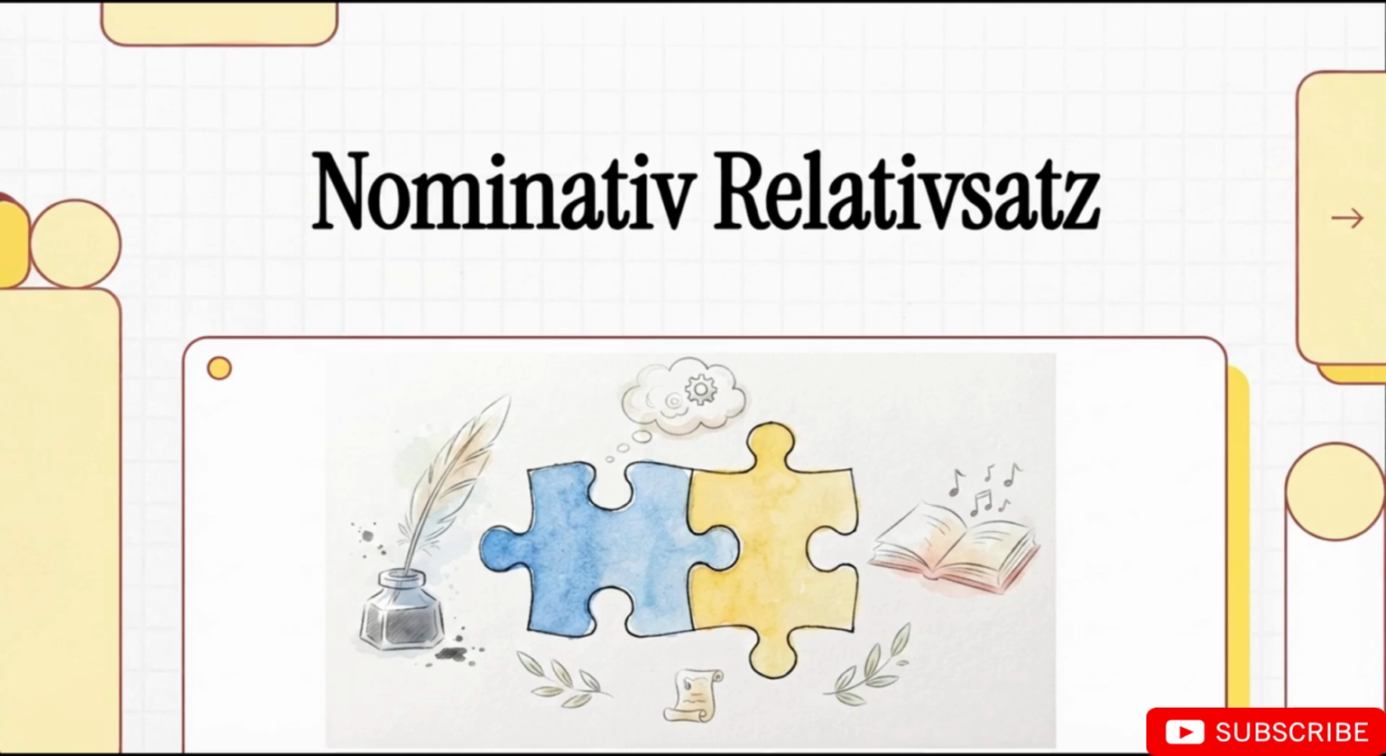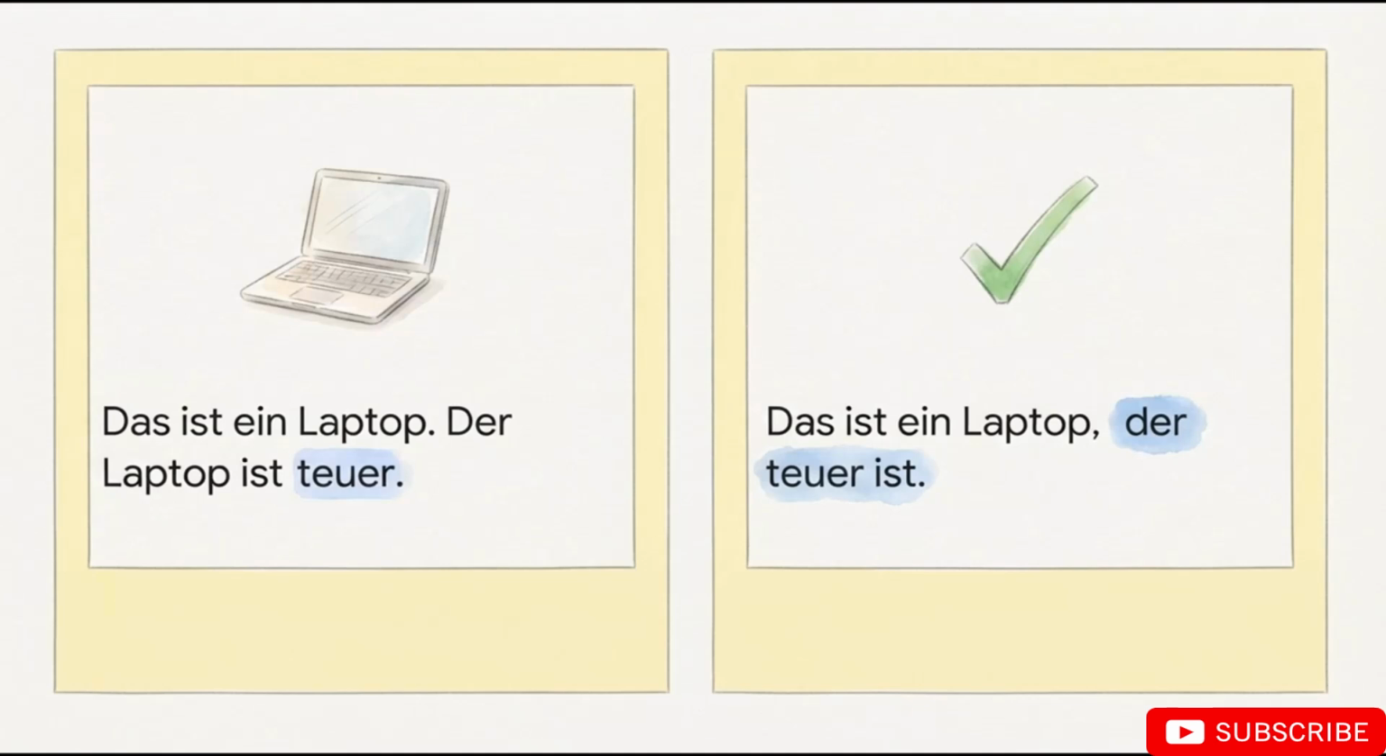You know, if you've ever felt like your spoken German sounds kind of robotic, or maybe like you're reading straight out of a beginner's textbook, then this explainer is a total game changer for you. Today, we are taking on a massive milestone, the German relative clause, specifically focusing on the nominative case. Okay, let's just dive right into this.